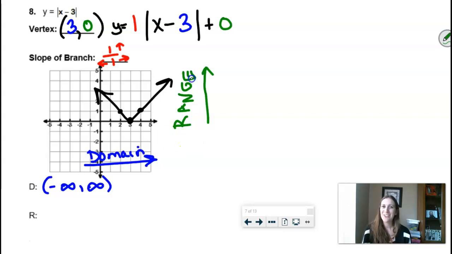Okay, so range is not negative infinity to infinity because there is a starting point to this range. Careful, it's the y value. It starts at 0. That is a tricky one. A lot of kids tell me 3. All right, very nice.